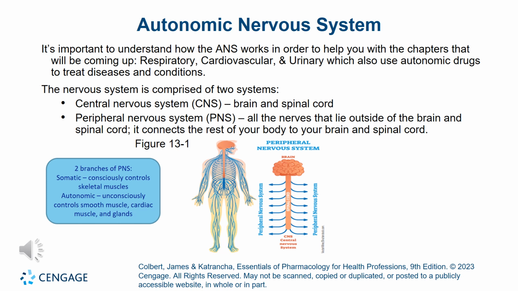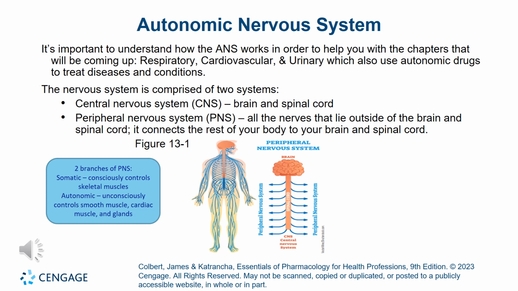Autonomic nervous system. It's important to understand how the autonomic nervous system works in order to help you with the chapters that will be coming up, such as respiratory, cardiovascular, and urinary. These chapters also use autonomic drugs to treat diseases and conditions. The nervous system is comprised of 2 systems. You have the central nervous system, or the CNS, which consists of the brain and spinal cord, and the peripheral nervous system, or PNS, which is all the nerves that lie outside of the brain and spinal cord, and it connects the rest of your body to your brain and spinal cord.